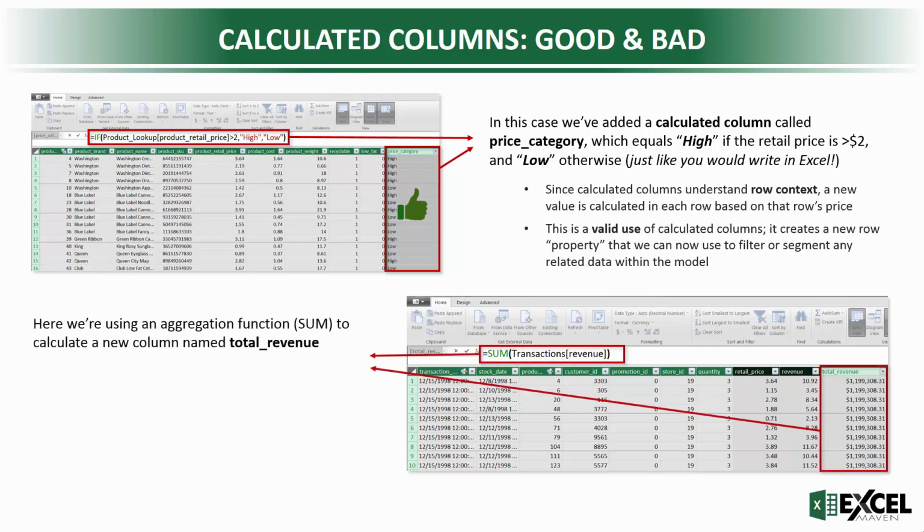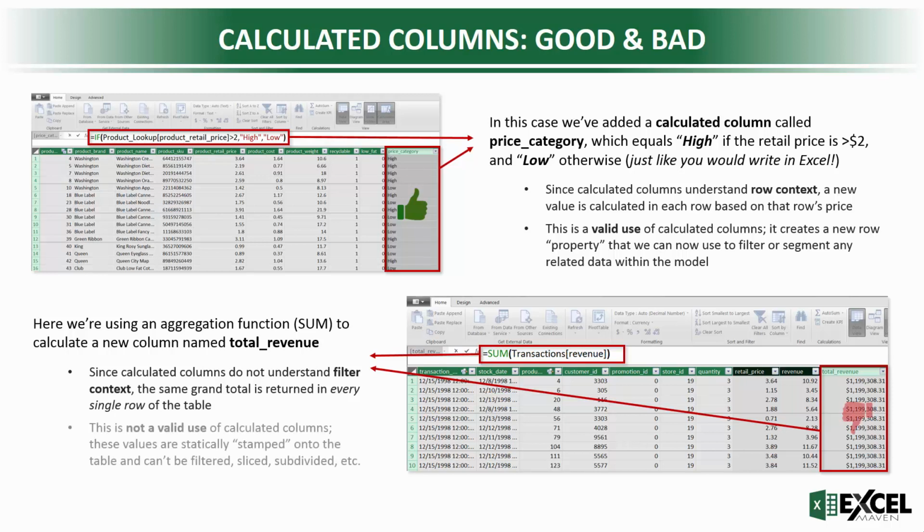So here we've created that field, called it total revenue, and because calculated columns don't understand filter context, which we'll dive into in just a minute, the same grand total is returned for every single row of the table because calculated columns just aren't good at aggregation, and measures are going to be a much better fit for doing something like this. So this is not a valid use of a calculated column, and because these values are statically stamped onto the table, we really can't filter or slice or subdivide these numbers. All we're left with is the same grand total in every row, which obviously isn't going to be very helpful to us.